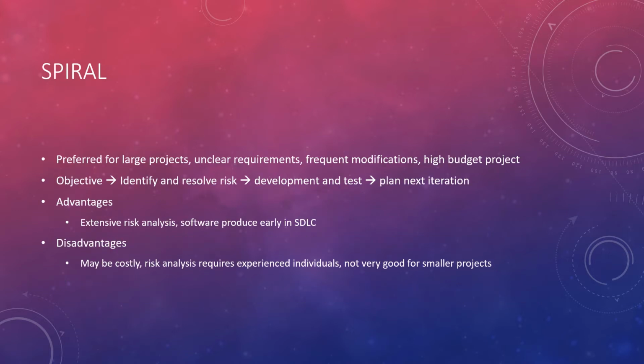Fourth one's going to be spiral, and this is preferred for organization projects that don't know the requirements or expect many edits that may experience mid to high risk. And so this is preferred for larger projects, unclear requirements, frequent modification, and higher budget projects. And so in Spiral, you determine your objective, you identify and resolve risk, you develop and test, and then you plan the next iteration.